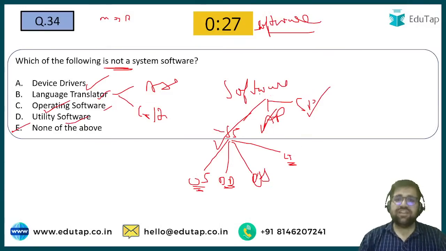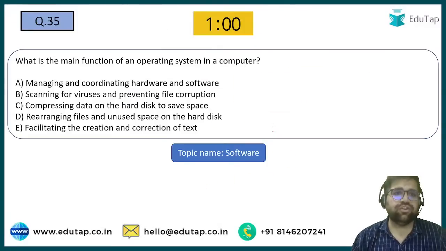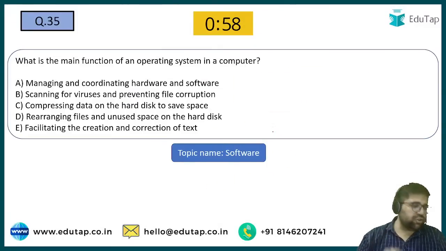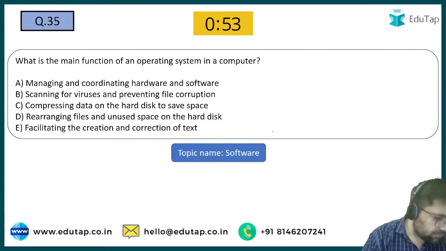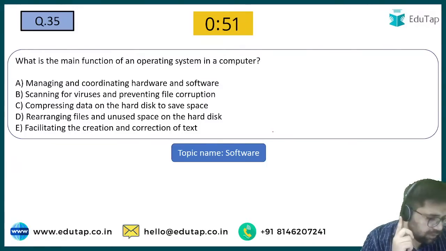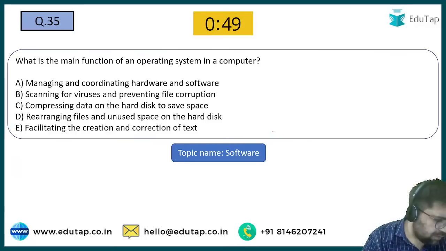Okay, now system software we have done. Now let's understand application software in the next question. Chalo, first you have a question on operating system, solve it. Acronyms loud. Okay, good language. Chalo, speed is good, then it is good.